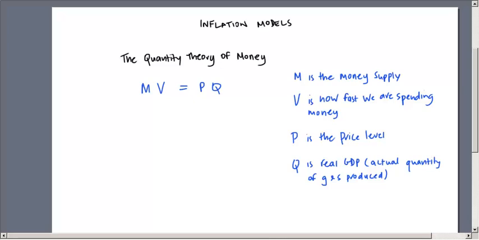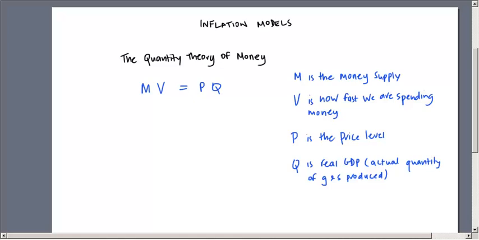So let's start with looking at the definitions. The quantity theory itself is made up of the equation M times V equals P times Q. Now M, of course, is the money supply, or the quantity of money circulating in the economy.